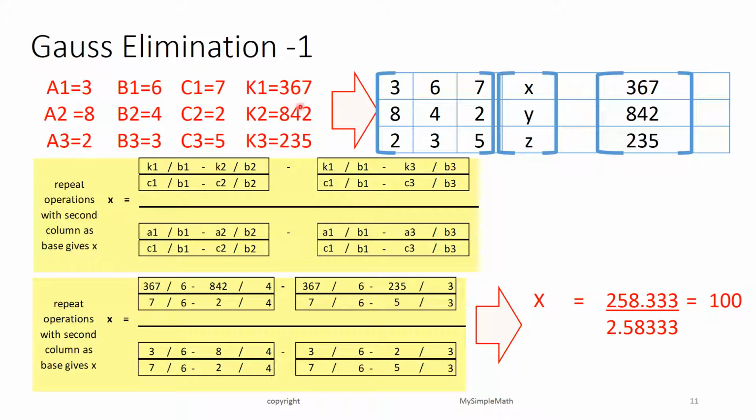367, 842, and 235. Realize that these numbers 367, 842, 235 are the amount of water in each of the three glasses. And 3, 6, and 7 are the coefficients, which are the number of times that we multiply the unit measures x, y, and z.